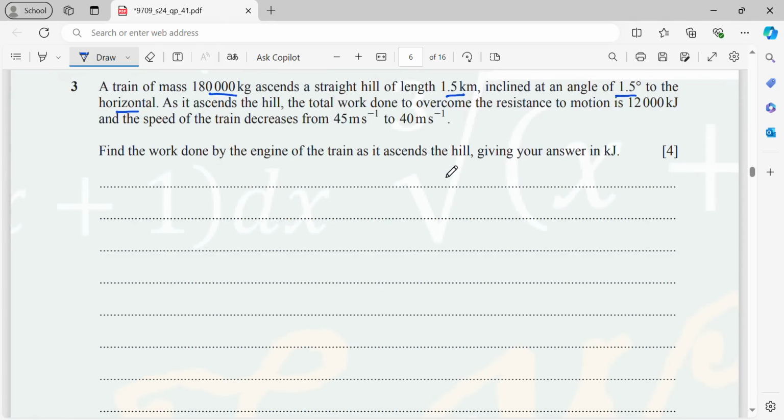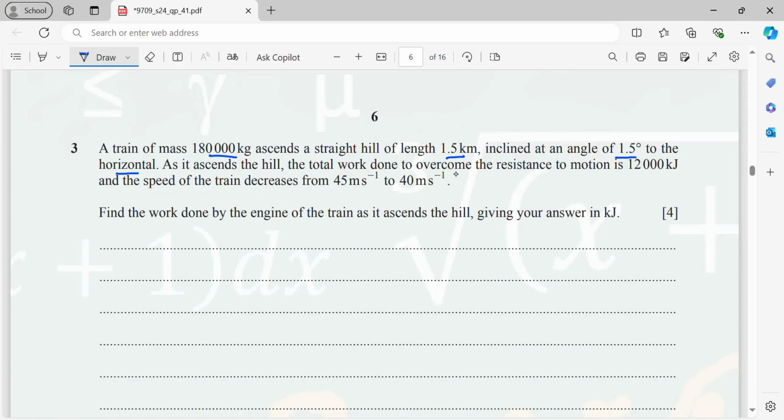Okay, now as it ascends the hill, the total work done to overcome the resistance to motion is 12,000 kilojoule. Right, so this is the total work done against the resistance, and the speed of the train decreases from 45 meter per second to 40 meter per second. That means this is the initial speed, this is the final speed. Now find the work done by the engine of the train as it ascends the hill, giving your answer in kilojoule.